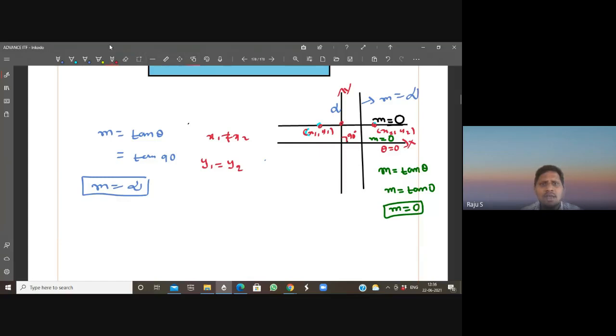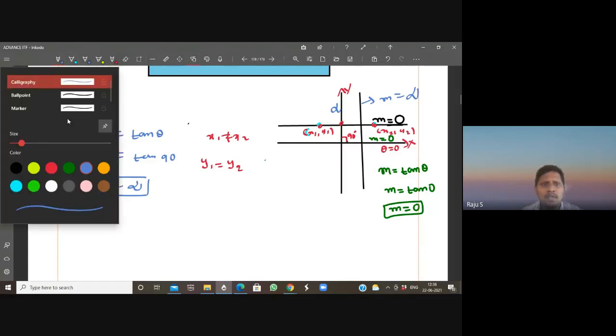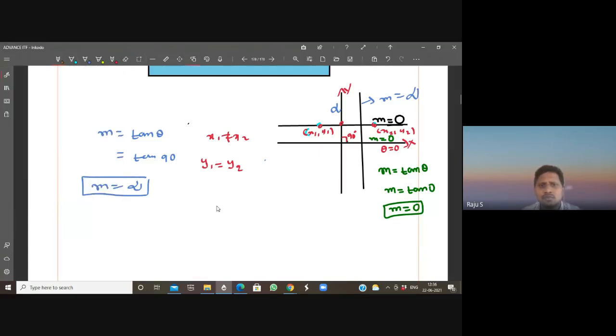Since when they give 2 points, x1, y1, x2, y2, then what is the slope formula? Not tan theta. m is equal to y2 minus y1 by x2 minus x1. y1 is equal to y2, so the numerator is 0, and here x2 is not equal to x1, so the denominator is not equal to 0. x2 minus x1 only we will get. So what? 0 by anything is 0.